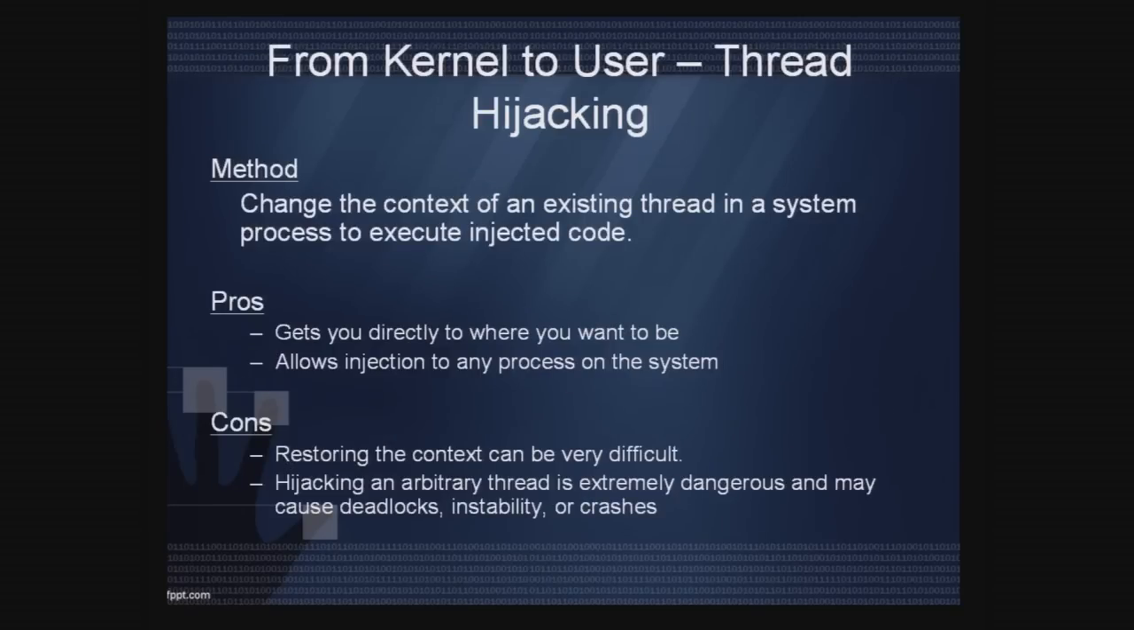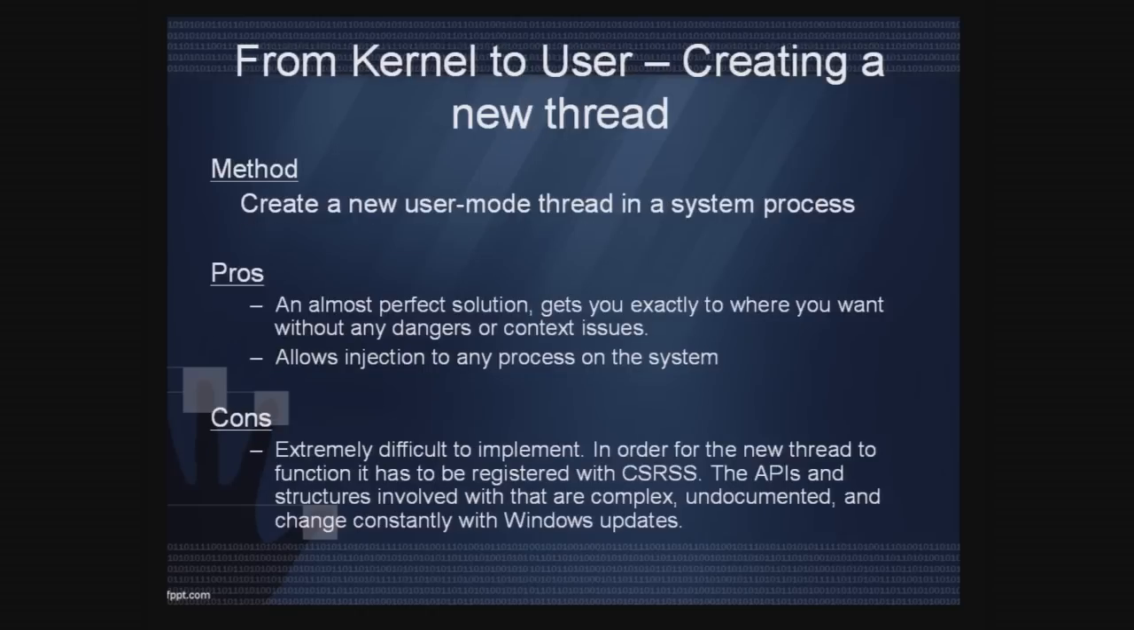Next, thread hijacking. Theoretically, you can pick any thread in the process where you want to inject into, change the context, change the APC, run your code. Again, it's very nice because it gets you wherever you want, into whatever process you want. The problem is sometimes it can be very difficult to restore the context. All right, I'm running out of time, so I'll go quickly.